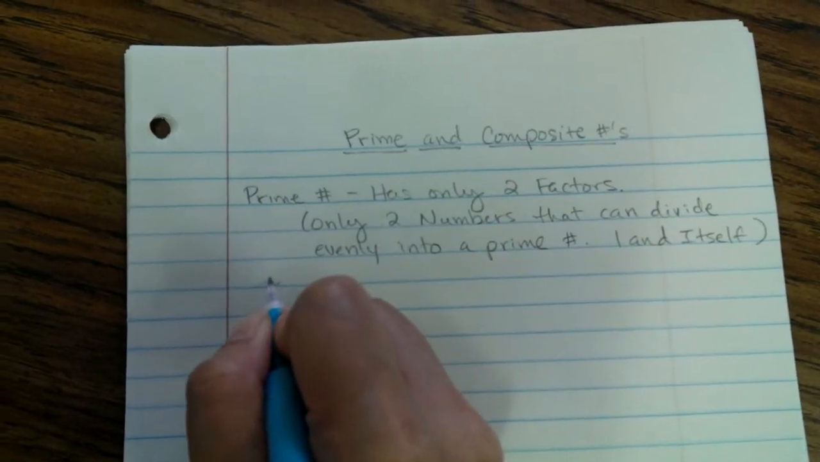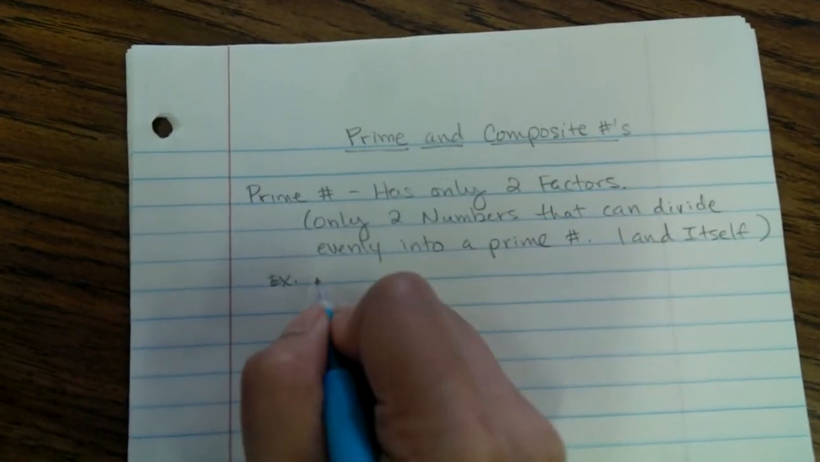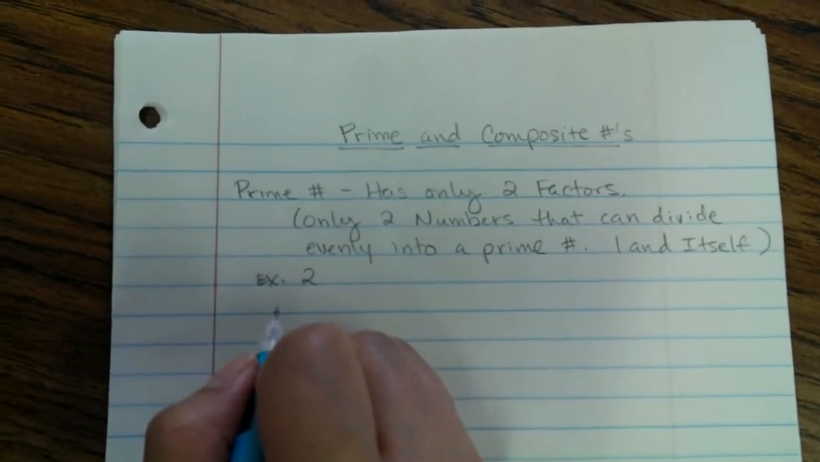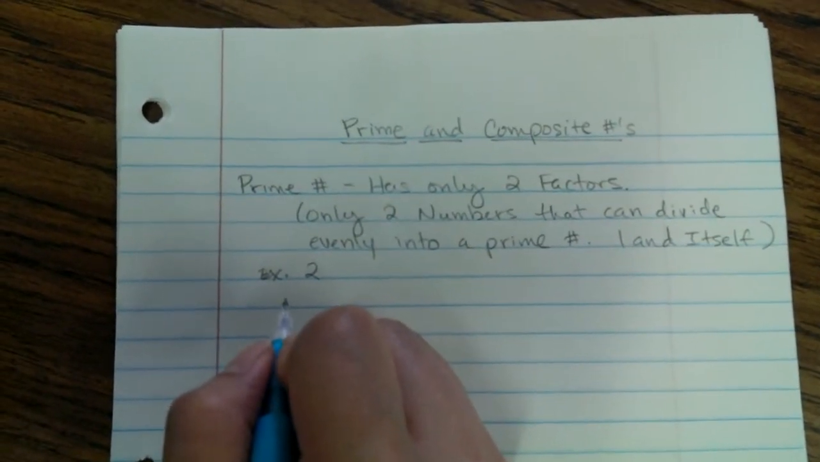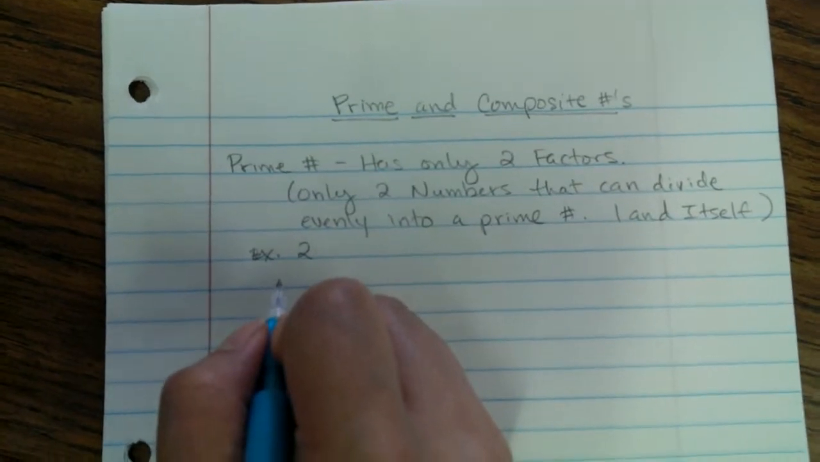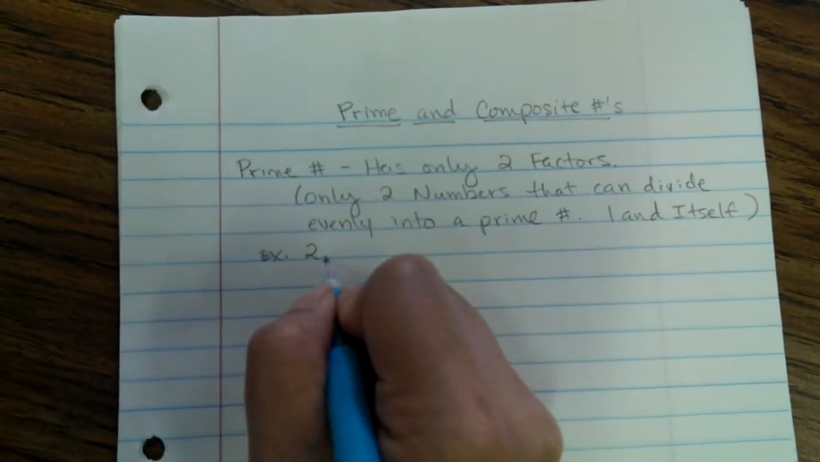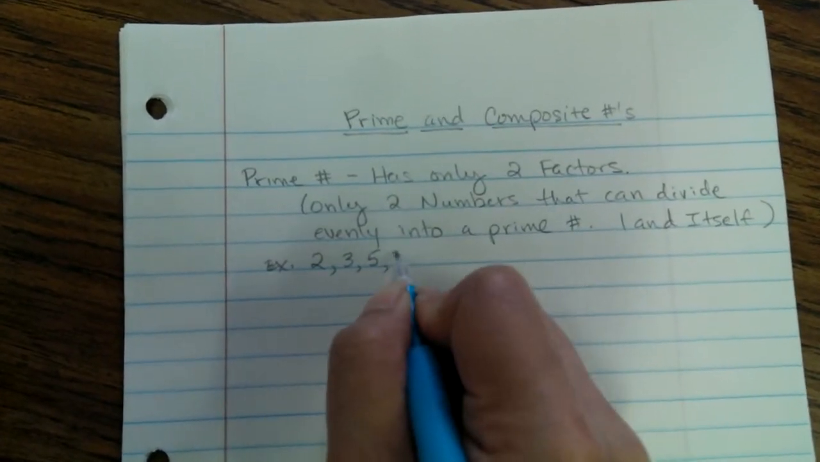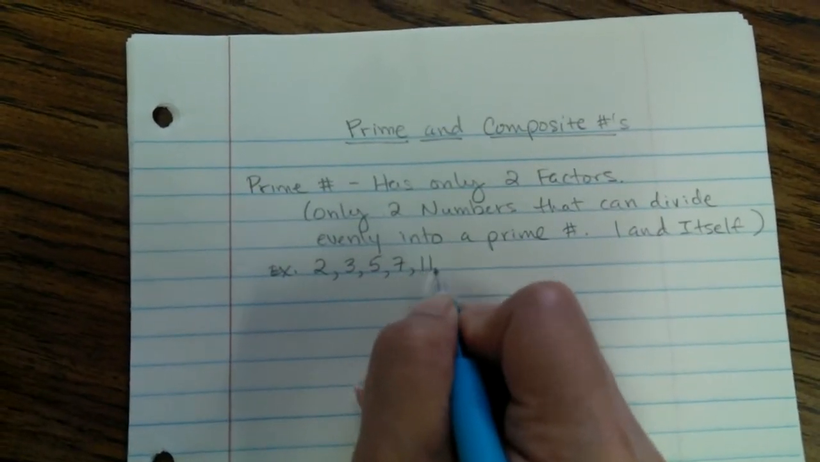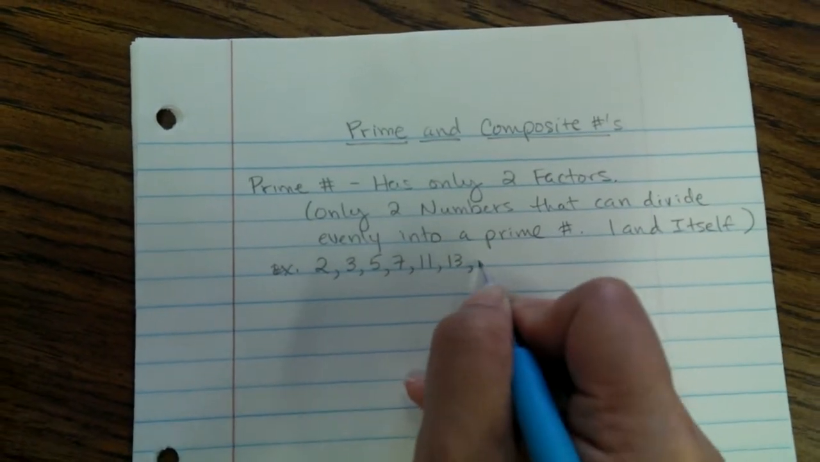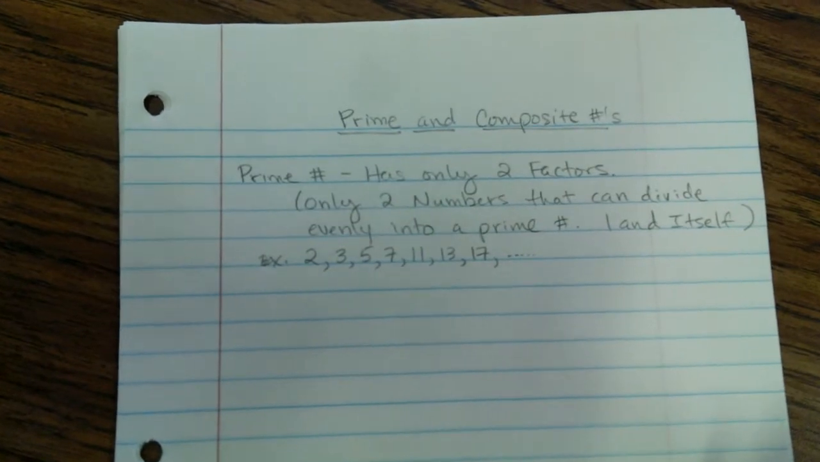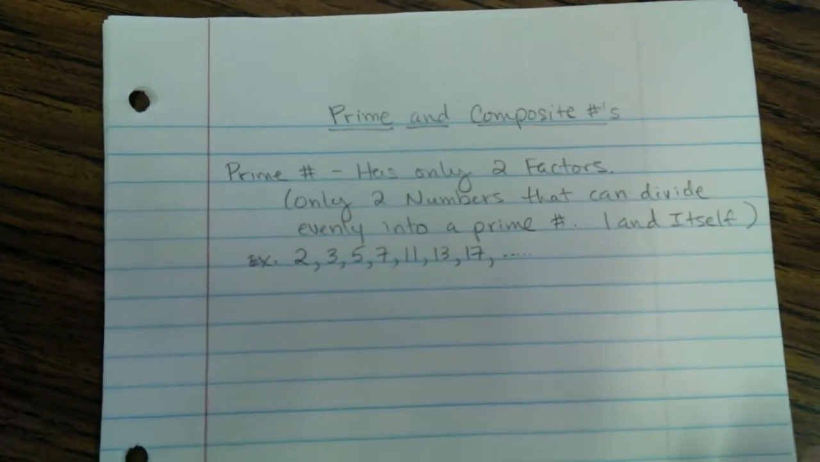Examples of the first few prime numbers. Our very first prime number is 2. Now 2 is special because 2 is the only even prime number. All other even numbers are not prime because 2 can go into them. So 2 is our only even prime number. Next would be 3, 5, 7, 11, 13, 17, and then so forth. Okay, those are the first few prime numbers.